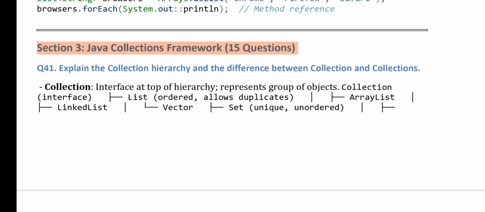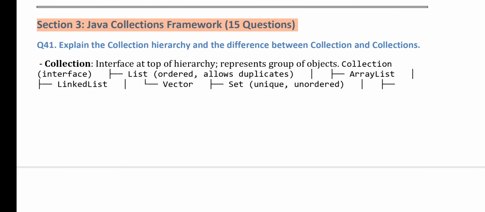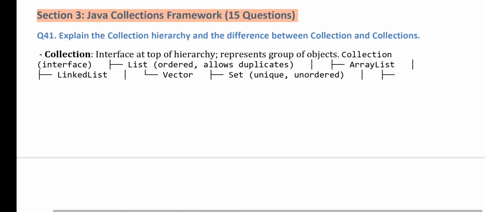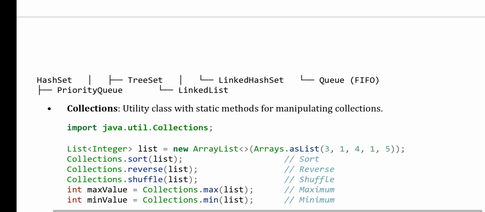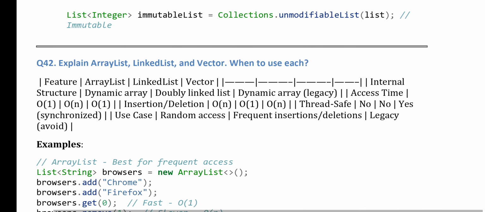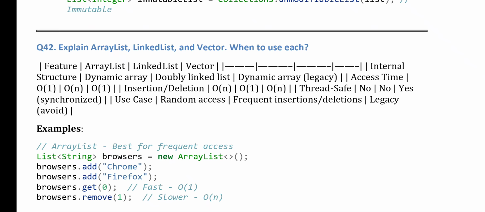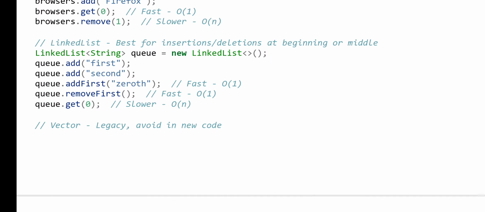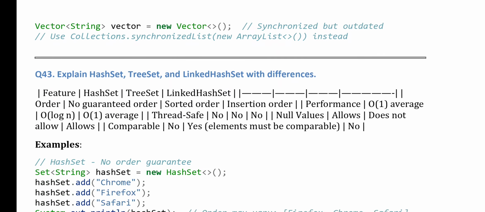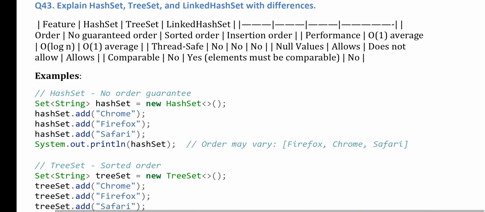In section 3, we have discussed the Java collections framework. We will use collections mostly in automation frameworks. Can you explain the collection hierarchy and the difference between Collection and Collections is the first question here. Explain the difference between ArrayList, LinkedList and Vector and when to use each. Explain HashSet, TreeSet and LinkedHashSet with differences.